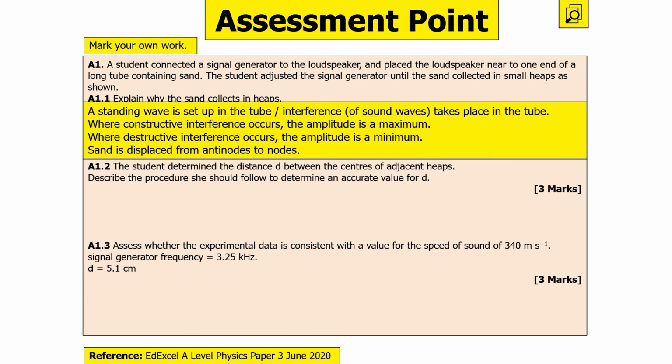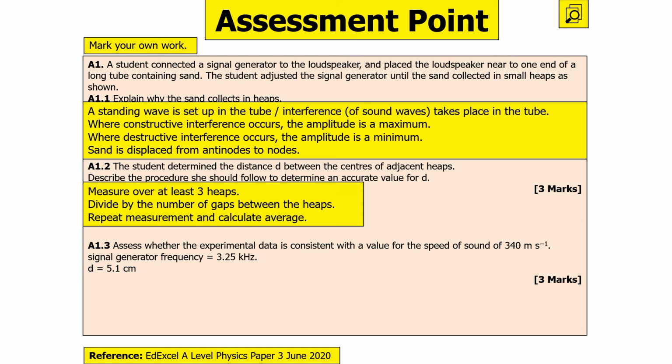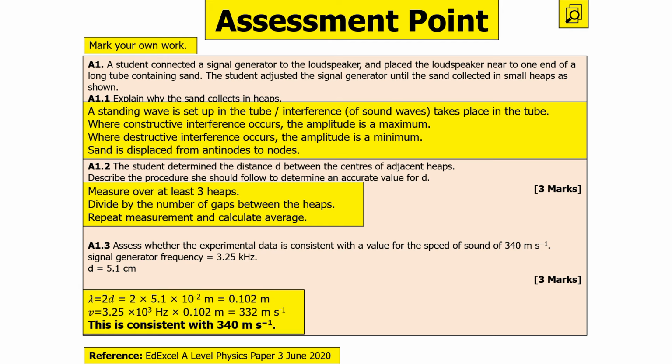In the first one, a standing wave is set up with the interference of sound waves taking place in the tube. When constructive interference occurs, the amplitude is a maximum. When destructive interference occurs, the amplitude is a minimum. Our sand is displaced from the antinodes to the nodes. Now we should measure over multiple heaps to get multiple distances, divide by the number of gaps, not the number of heaps, and then repeat the measurement and calculate an average. We know that the wavelength is going to be 2 times the distance, so it's going to be 0.120 meters, converting centimeters into meters.